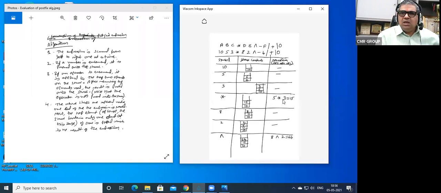So 5 into 3, when you perform the operation, is equivalent to 15. This 15 is now pushed into the stack, right? The two elements are popped out, and the result is pushed in. Is this clear now? Right? So 3 is popped out, 5 is popped out, and the operation is being done. So 5 into 3.